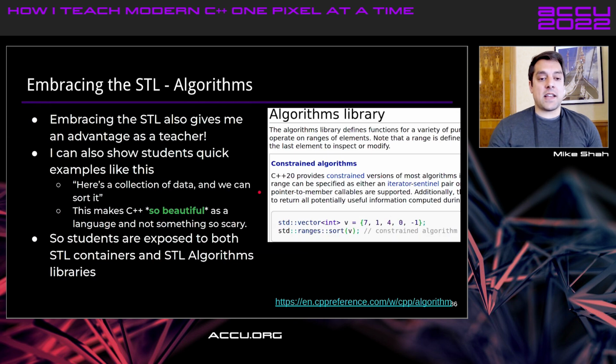So other parts of the standard template library, the algorithms library, really embrace that C++ can be a really beautiful language, especially with the ranges example, right? I think everyone in the audience can look at this example and say, hey, I've got a vector with some data here, and I call sort on it, and it sorts everything. And that's really beautiful to me, that you can do this in 2 lines here.